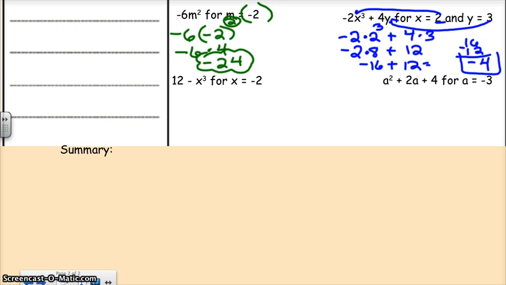Minus x cubed for x is negative 2. X is all of this, so you need to make sure to tell the problem solver that it is the whole thing. That's why I put parentheses down. So it's 12 minus negative 2 cubed.